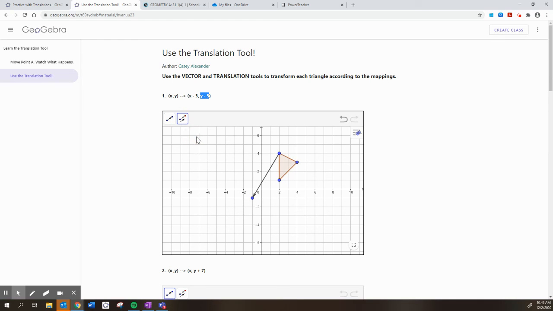And then I can choose this translate by vector. And then there's 2 steps here. First, you click on the object you want to translate, the triangle. Then you click on the vector that you want to use. Bam, it moves it along that vector. And you can make other vectors if you want to translate in other directions. Like I could translate this triangle along that vector. I could even translate this original triangle along that vector. It doesn't have to be connected. So I want you to try using that as well.